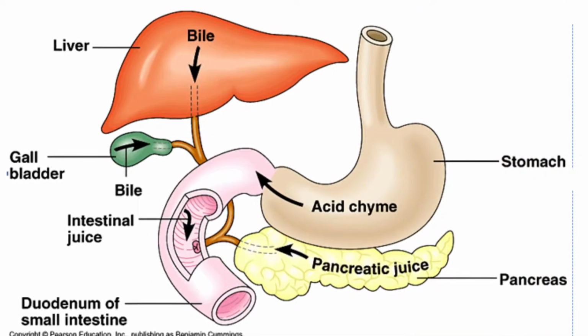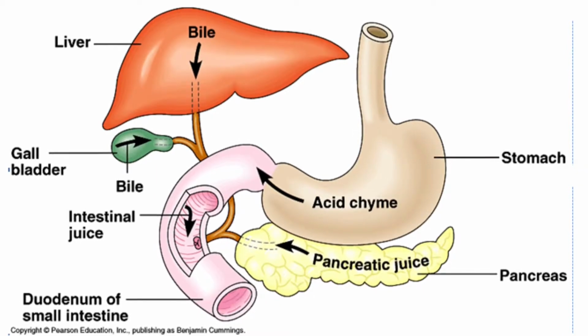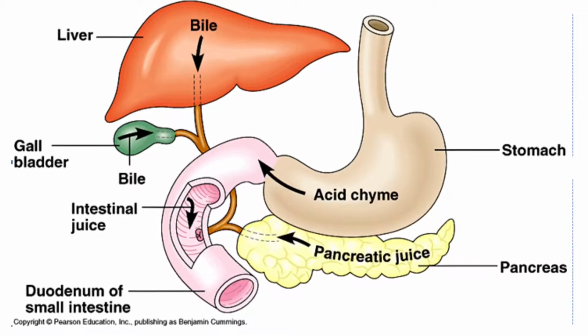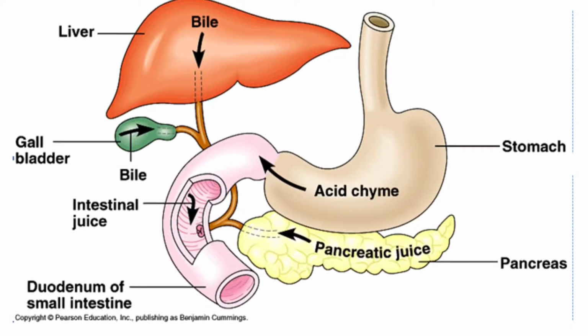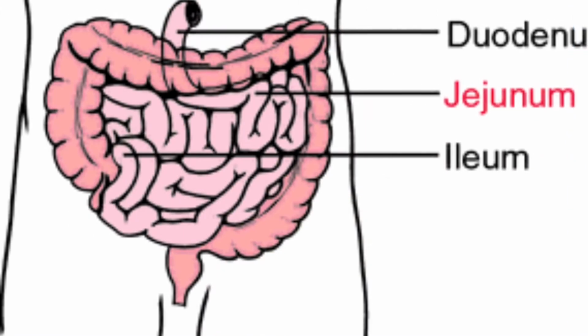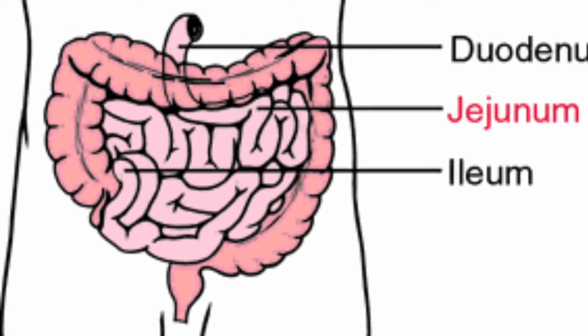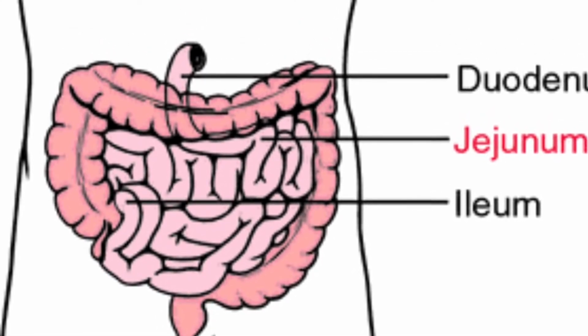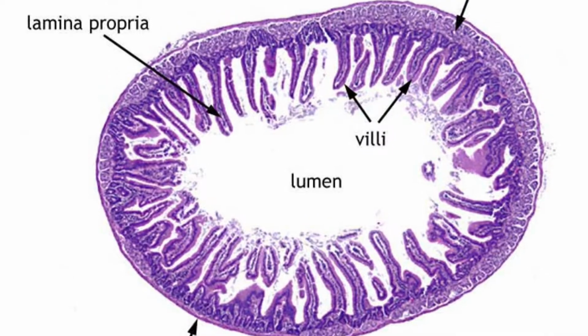The liver and gallbladder, sending bile, and the pancreas, sending pancreatic juices to the duodenum, help further digest the chyme into small nutrients to be absorbed by the intestines. Then, the jejunum, the second part of the small intestine, absorbs 90% of the nutrients using the intestinal mucosa, which has villi to assist in absorption.